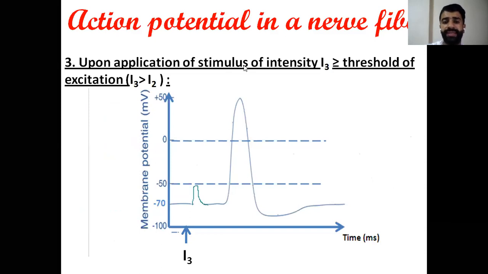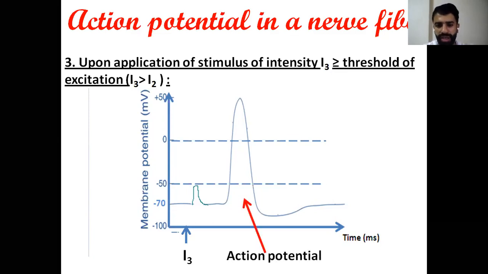Here we did a stimulus of intensity I3. I3 is greater than or equal to the threshold of excitation. So I3 is greater than I2. Here we have an action potential which moved to about plus 50 millivolt. So here an action potential occurred. The first intensity to cause the appearance of the action potential, we call it the threshold of excitation.